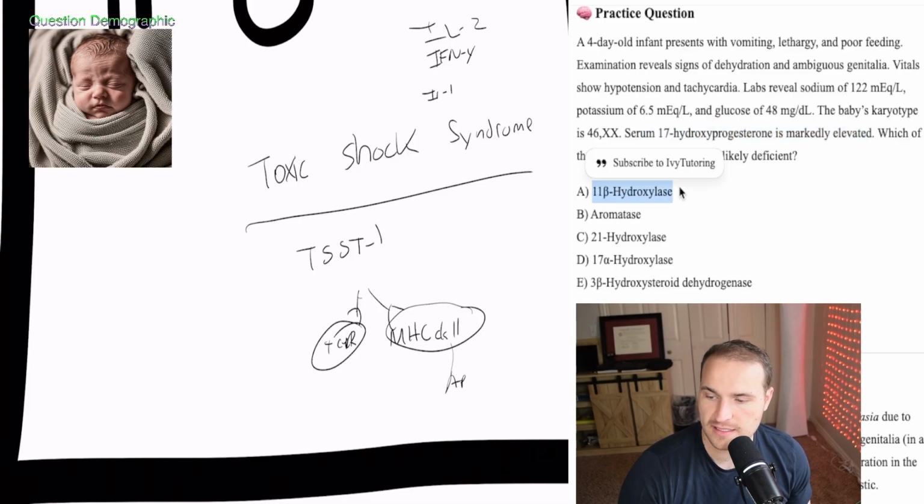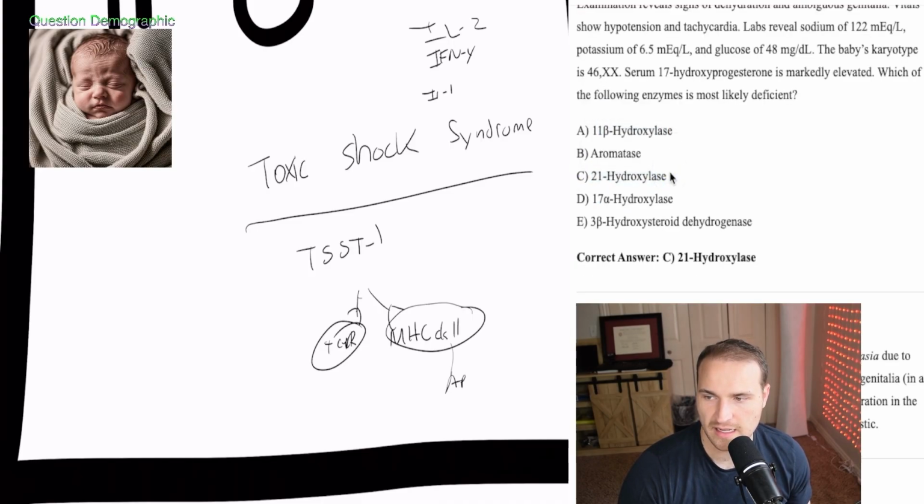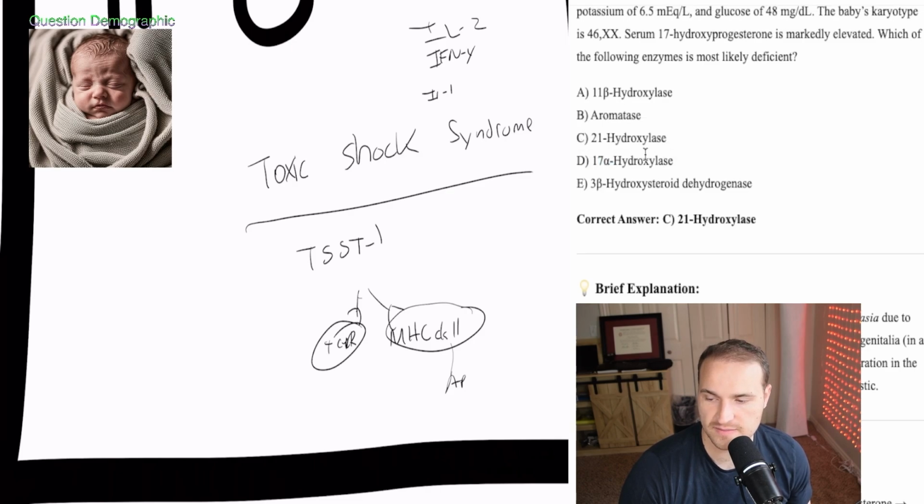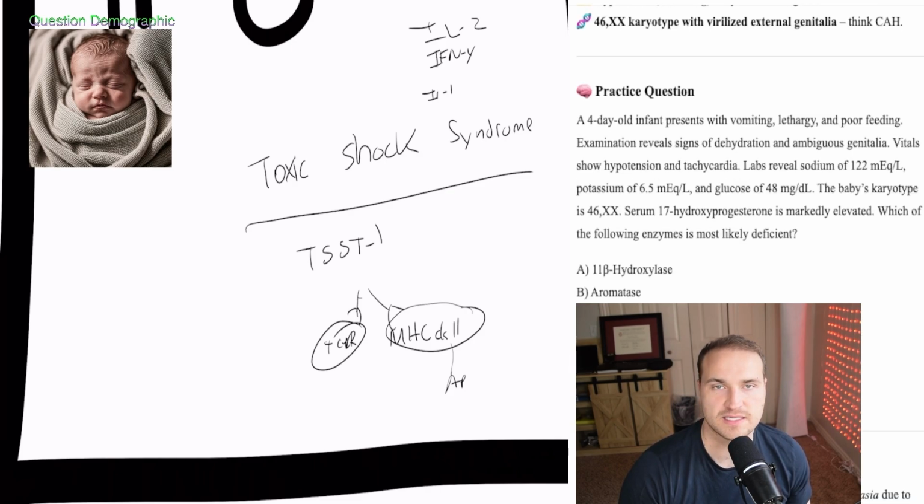11 beta hydroxylase, that'd be hypertension due to excess 11-deoxycorticosterone. But this patient is hypotensive, and so that can't be the answer. So it's going to be 21 hydroxylase deficiency causing that elevated 17-hydroxyprogesterone. Aromatase, that's involved in the maternal virilization during pregnancy, does not cause salt wasting at all. 17 alpha hydroxylase, that would cause hypertension and sexual infantilism, and this one right here is super rare, probably won't see it on test day.